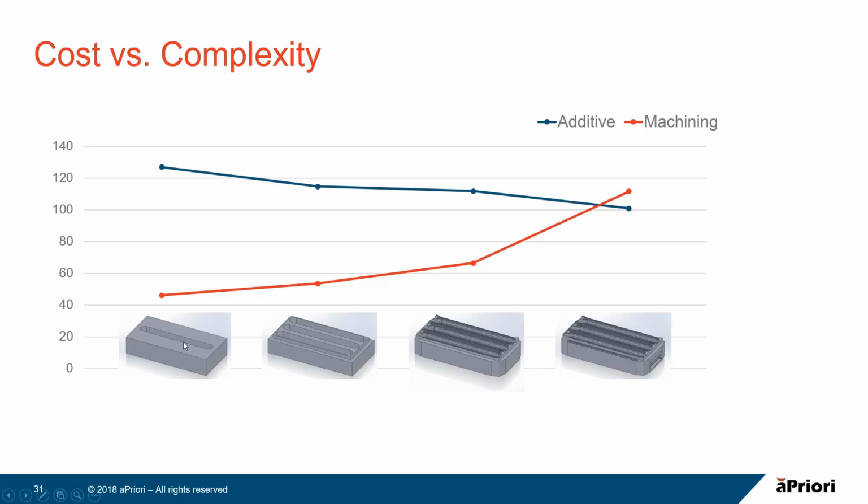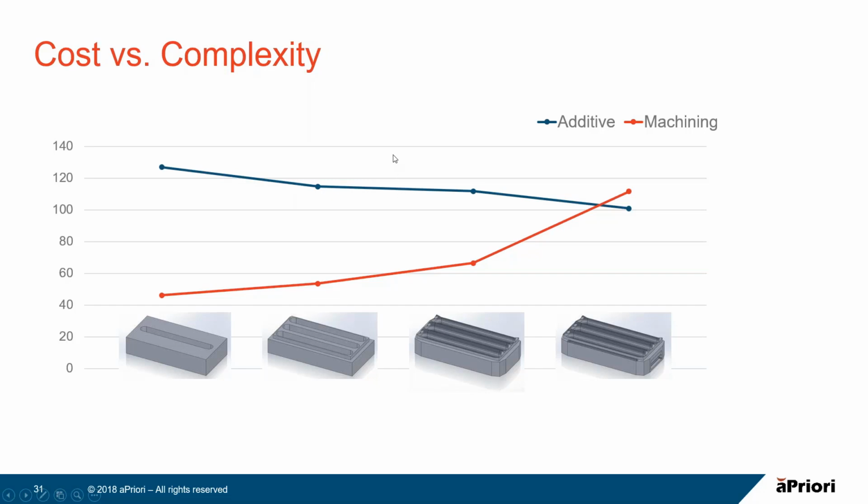But this is a pretty simple example. Starting off with a simple block with a single slot on it, you can see there's a very wide difference between additive manufacturing and machining. And then as we add in more features, for instance some slots and some milling around the perimeter, that gap starts to close: additive becomes cheaper, and machining becomes more expensive.